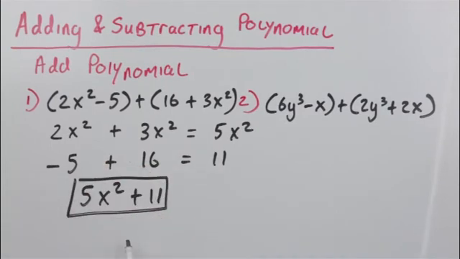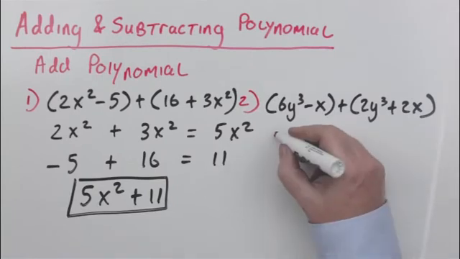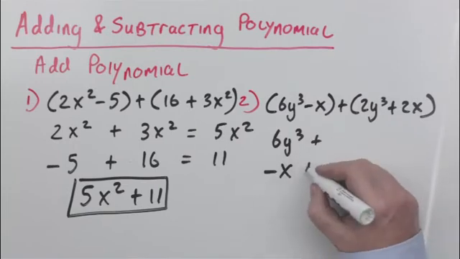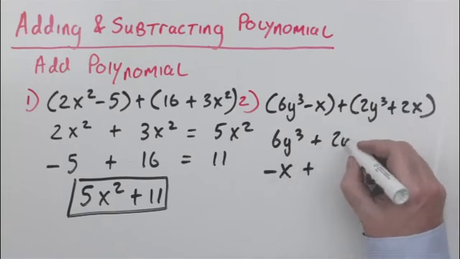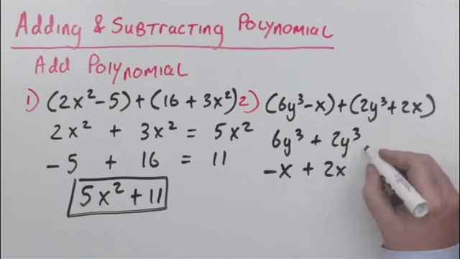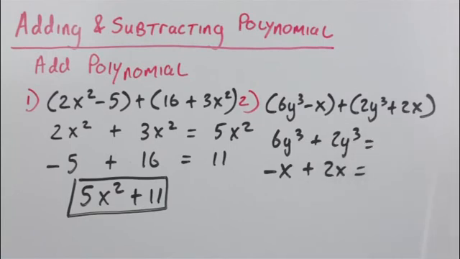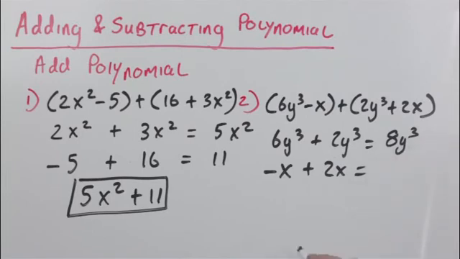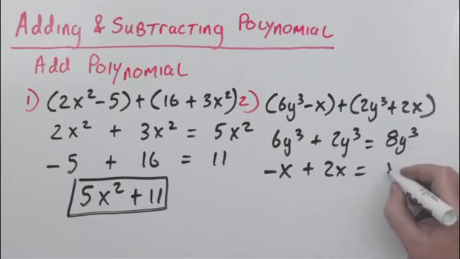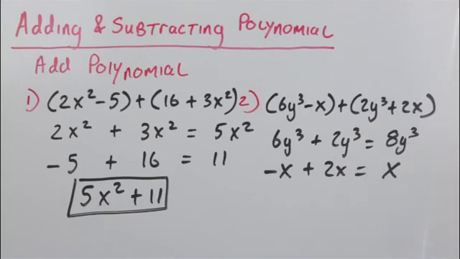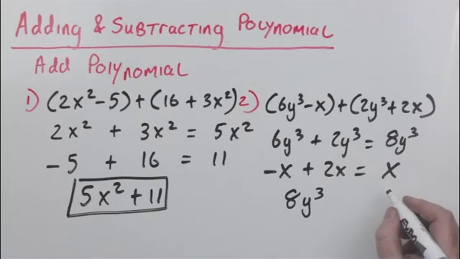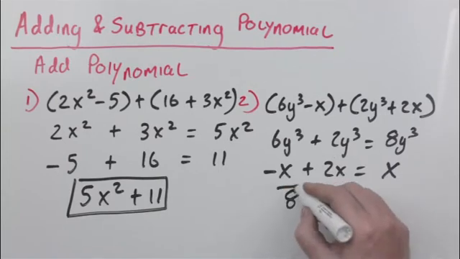First I'm going to write the first binomial down vertically. So that's 6y cubed and negative x. And I'm adding because there's a plus sign in the middle: 2y cubed and plus 2x. Let's add these together. 2y cubed plus 6y cubed is 8y cubed. Negative x plus 2x is negative 1 plus 2, that would equal 1x. So the answer is 8y cubed plus x. Great.